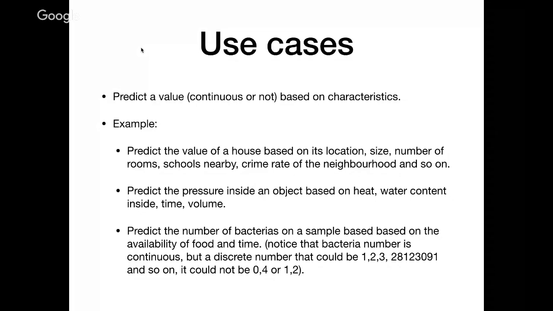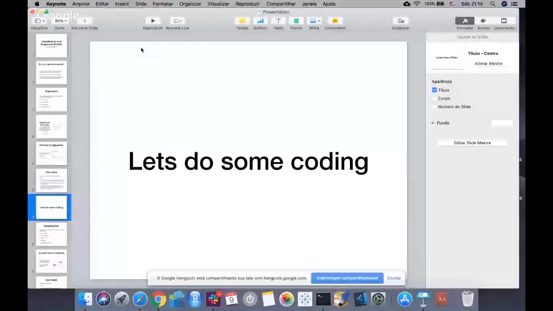What else? Predicting the number of bacteria in a sample, and you see that will not be continuous. It would be numbers 1, 2, 3. You won't have 0.4 bacteria or something like that. Based on the availability of food and time, those would be two variables that could probably be used to predict the content of bacteria in a sample. And that's it. Now let's go for some coding.